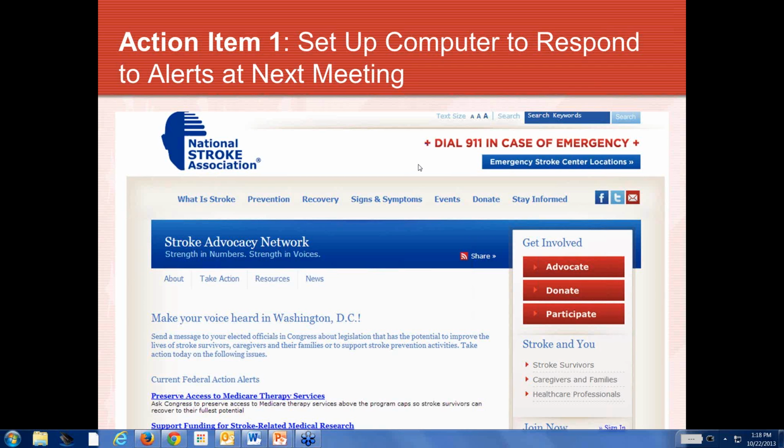All right, so for your group, if you're leading a group, if you're a member of a group, if you've heard of a group, if you like groups, one great thing to do is at your next meeting, set up a computer to respond to the Stroke Association alerts. All you need to do, you have an internet connection, put everyone on stroke.org, you click on the Advocate button, and anyone can respond to these alerts.